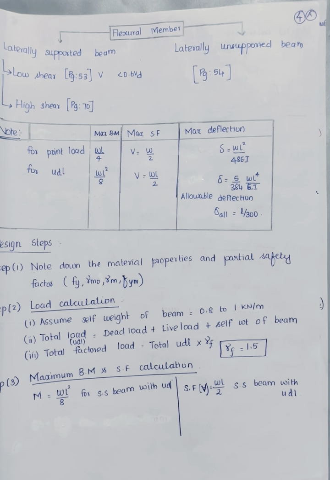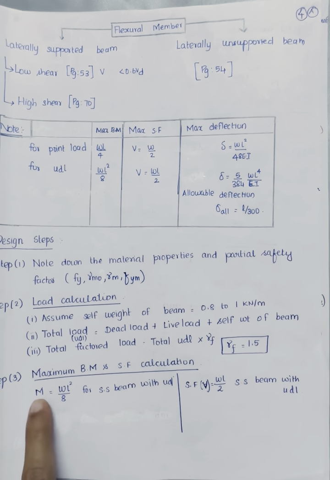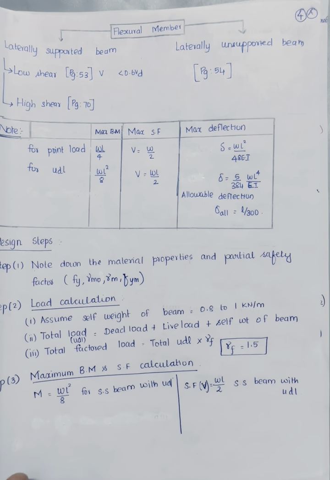Once this is obtained, step 3 is the maximum bending moment and the shear force calculation. So for simply supported beam with UDL, it is WL squared by 8. If it is point load, WL by 4. And for shear force, simply supported beam with UDL, it is WL by 2. And if it is point load, W by 2. So we can calculate M and V.